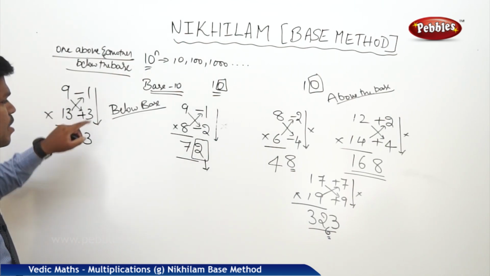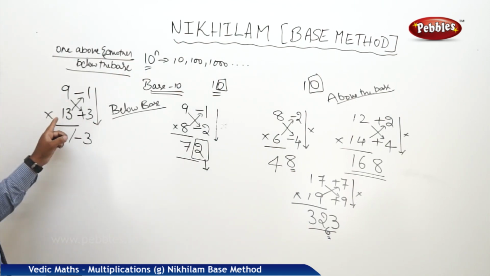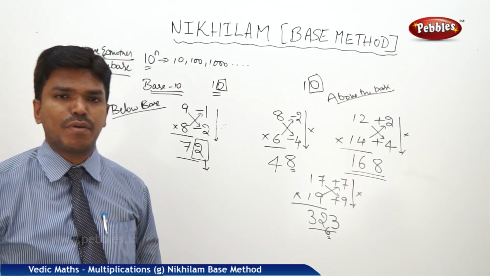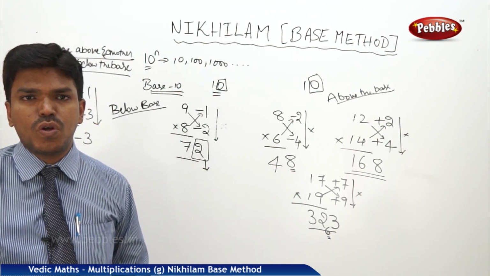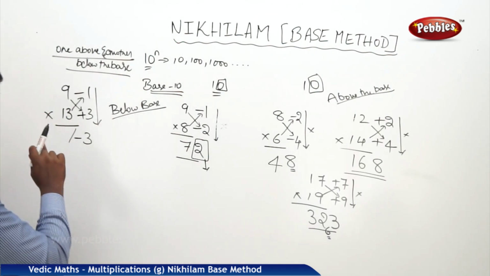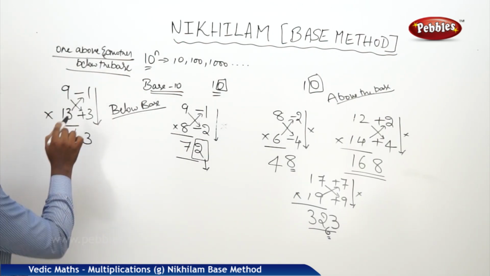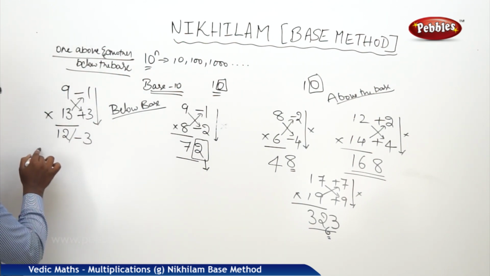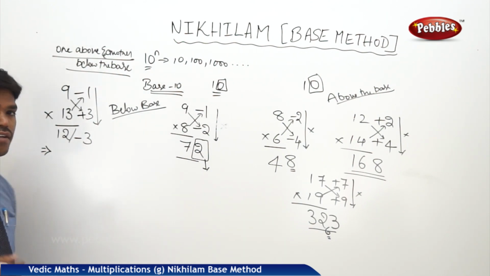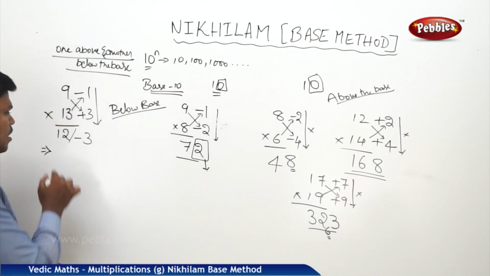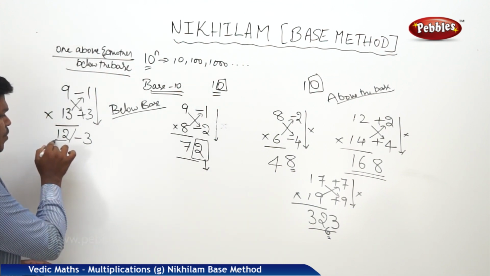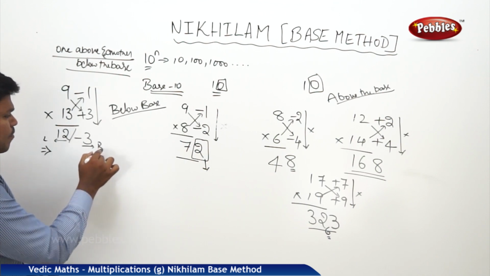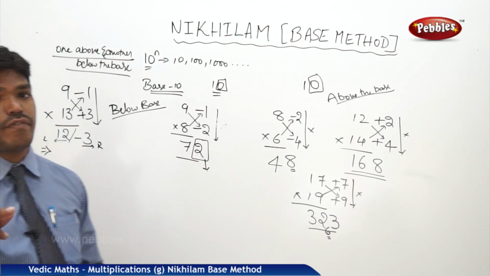What is 9 plus 3? 12. What is 13 minus 1? 12. In both cases, we are going to get the same answer. So it is up to you which you select. So 12. But it is not our final answer. We are going to have one more step to get the final answer. See here, the left side part of the answer we are going to get 12, and the right side part we got minus 3. How to get the final output?